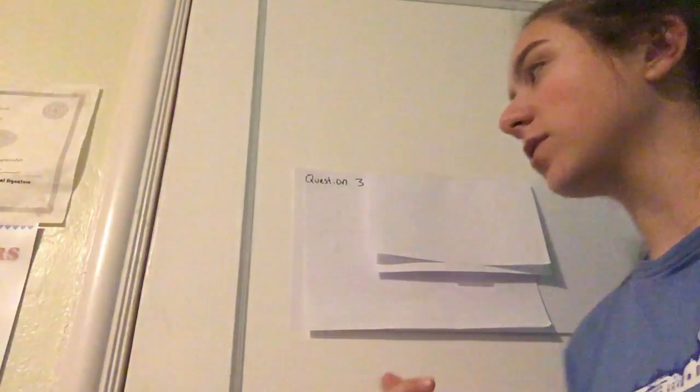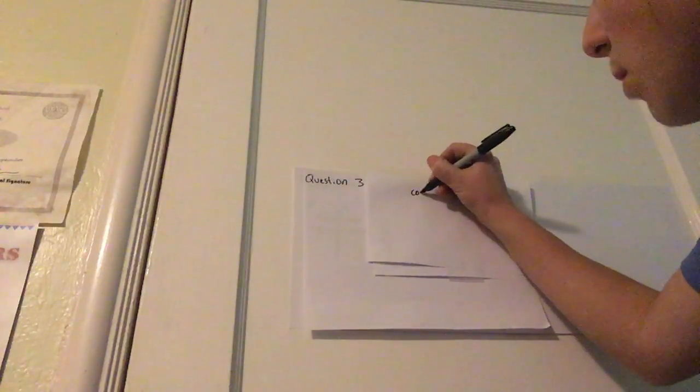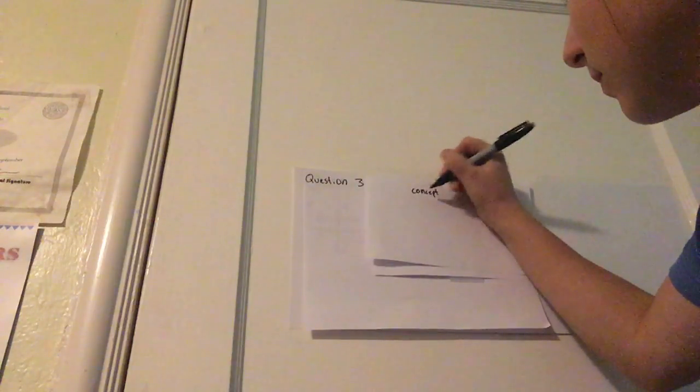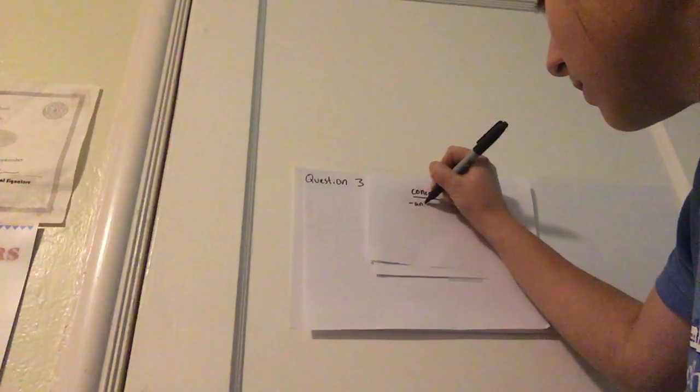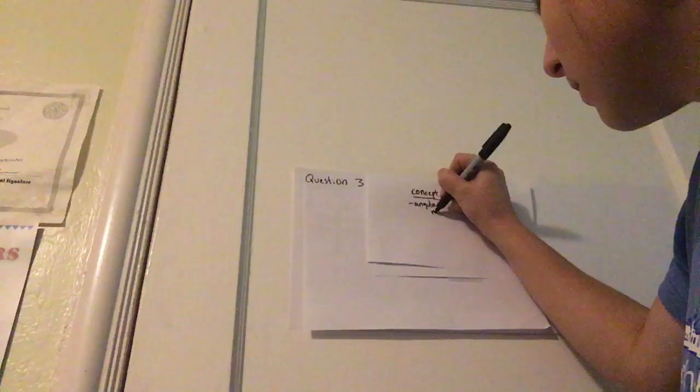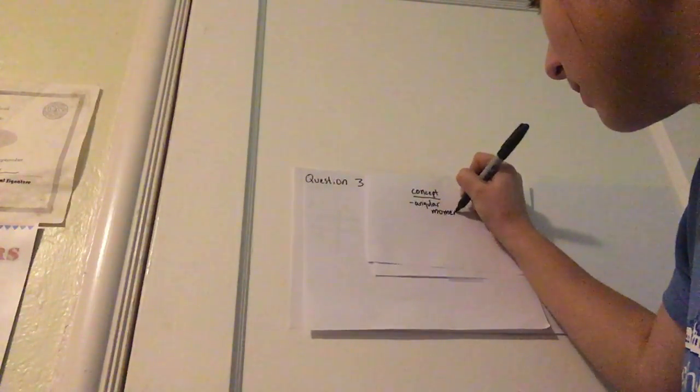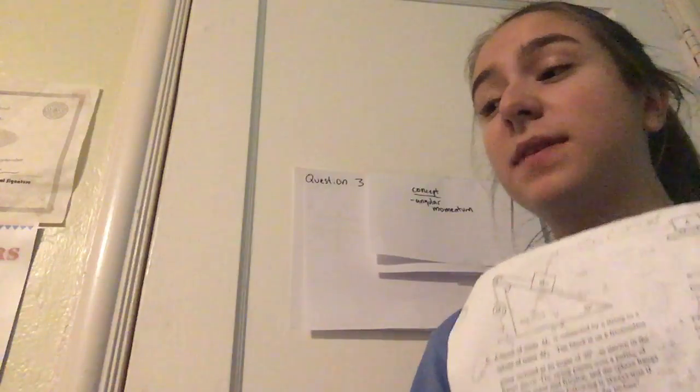Okay, so now I will be going over question 3. The important concept to look at for question 3 is angular momentum. The definition of angular momentum is a quantity of rotation of a body, which is the product of its moment of inertia and its angular velocity. We represent angular momentum with an L.